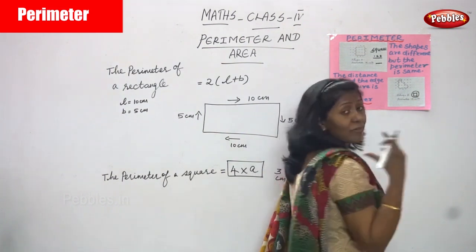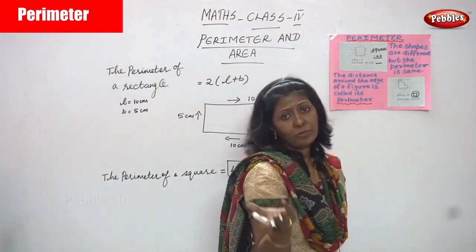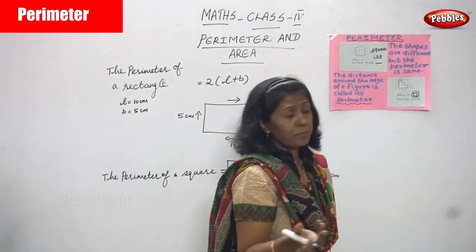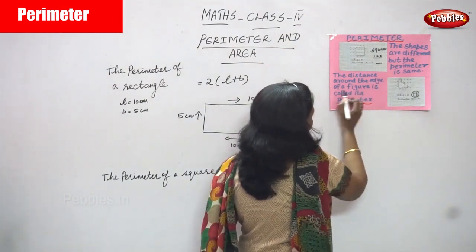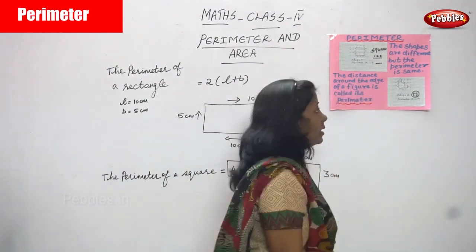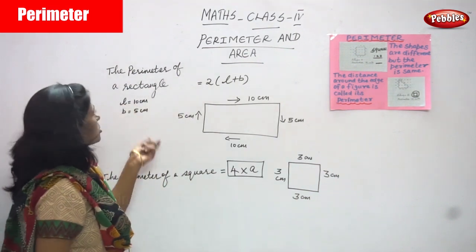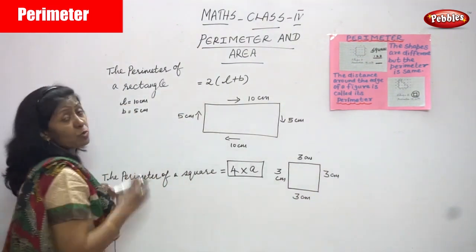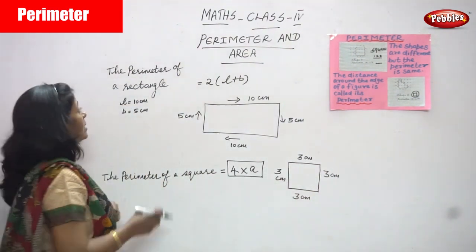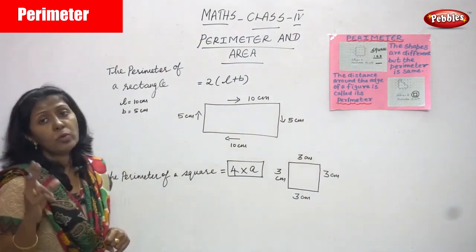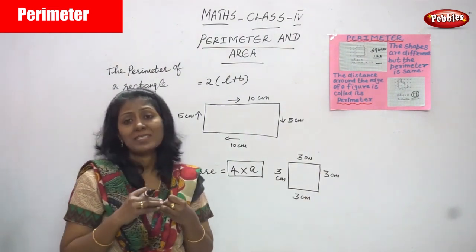That means the outer surface of the figure, the surrounding of the shape. That is what the distance around the edge of the figure is called: perimeter. Okay, now we are going to solve the problems. First we must know the formula of the perimeter. So we have taken two shapes, one is a square, the other one is a rectangle.